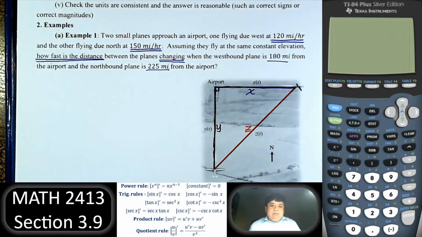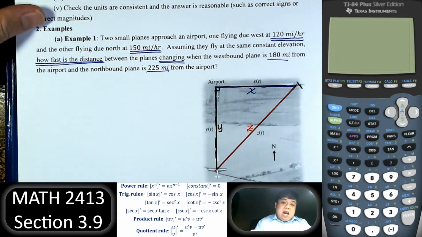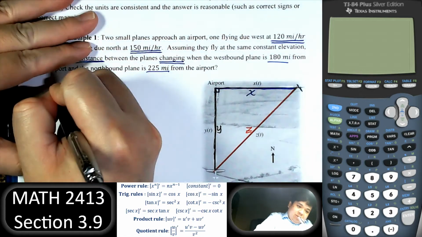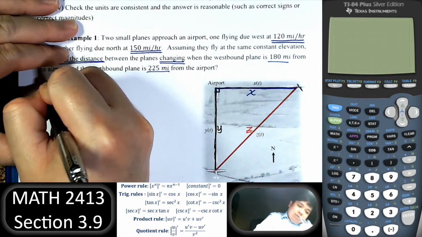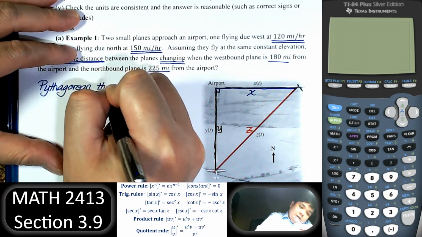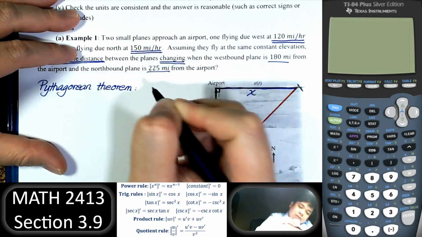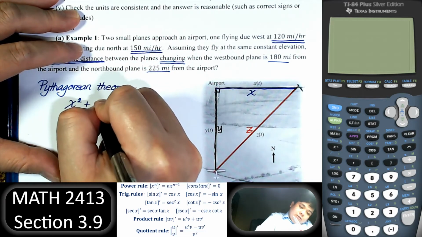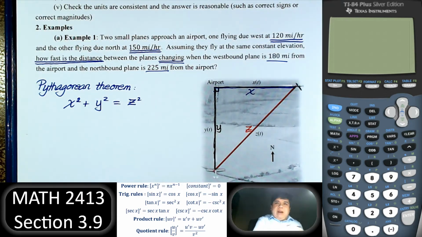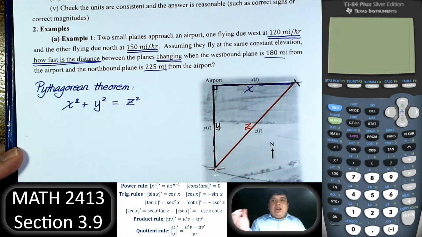So how are they related? Especially, it's a right triangle, right? So the equation we can come up with, of course, is the Pythagorean Theorem: x squared plus y squared equals z squared. Of course then we take the derivative of everything with respect to t, and that's exactly what we're going to do. So assume everything is a function of t, and differentiate that with respect to t.